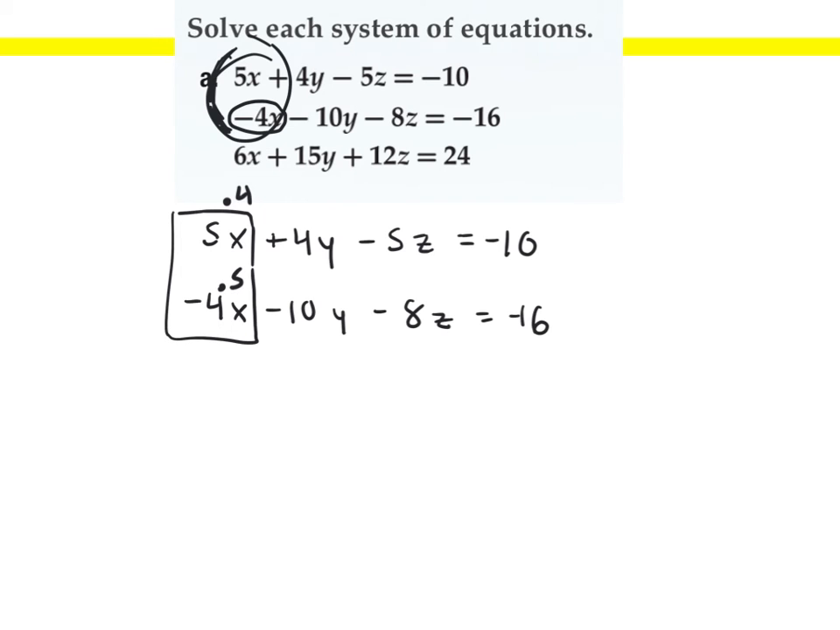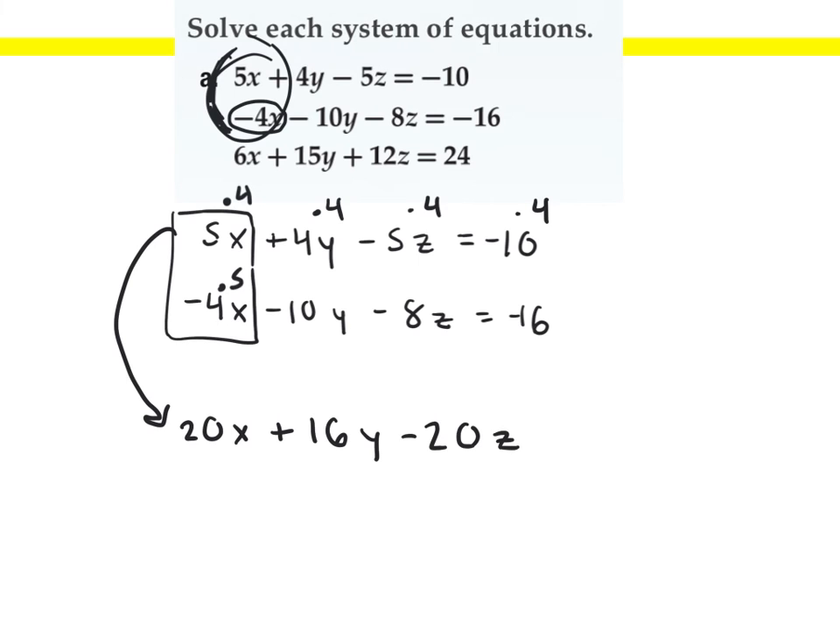So I need to multiply everything in my first equation by 4. So this now becomes 20x. I'm just doing the first equation here. What's 4y times 4? What's 4 times 4? 16. So 16y. And what's negative 5z times 4? Negative 20z. And that's equal to, what's negative 10 times 4? Negative 40. And then we have to multiply our whole second equation by 5.